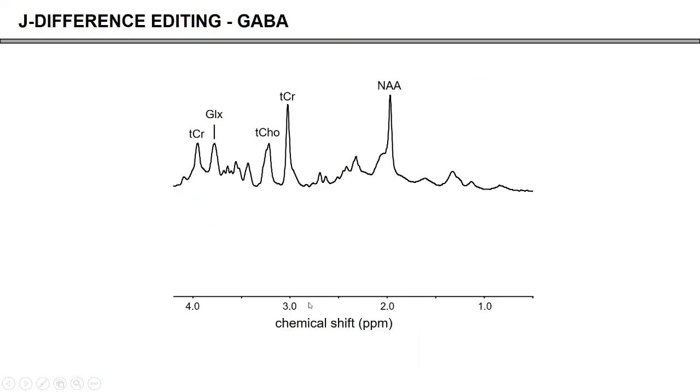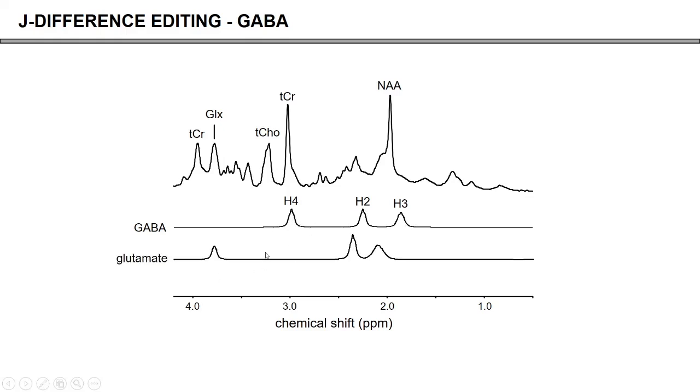Now let's have a look at a practical example. We want to observe GABA through J-difference editing. This is again our total proton spectrum, and we know that GABA resonates at these three positions. The 2 position overlaps with glutamate, and the 4 position overlaps with creatine. The 3 position overlaps with mostly the NAA.